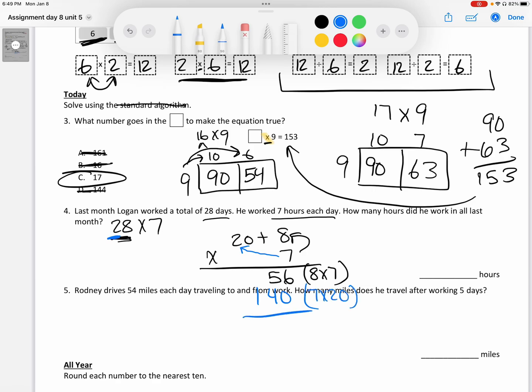And then we need to add these partial products together. We're going to come up with 196. He worked a total of 196 hours last week.